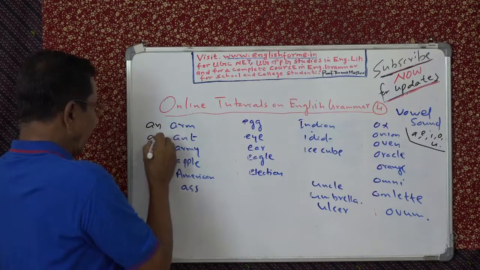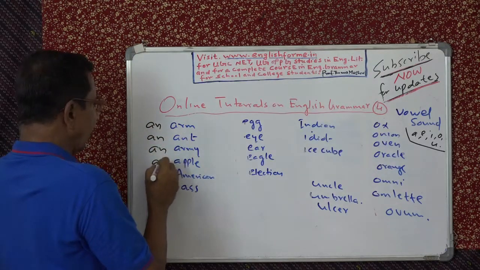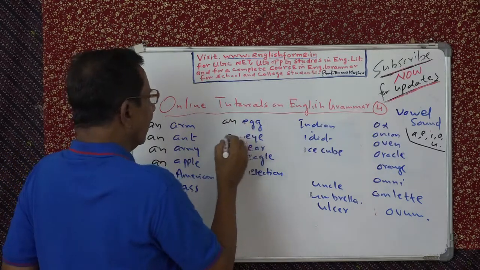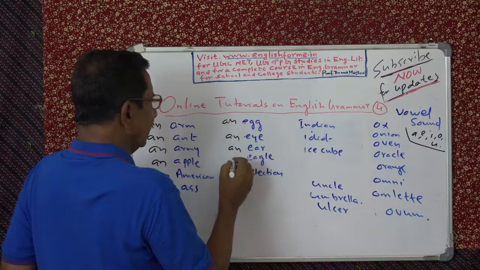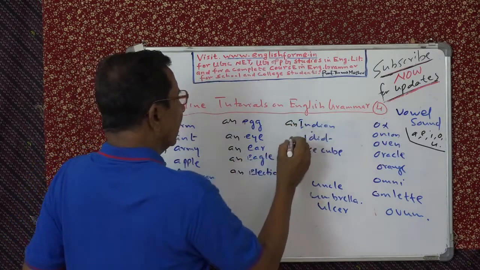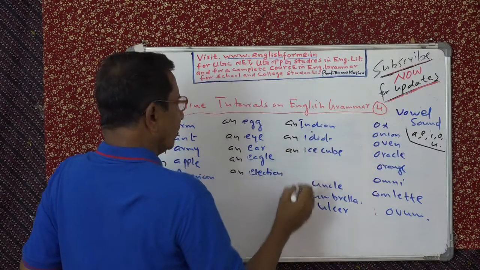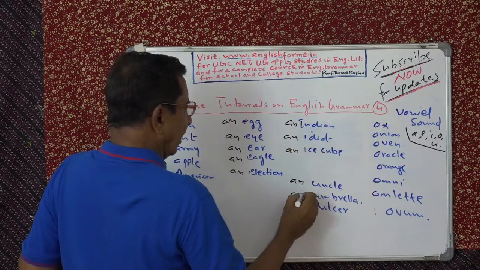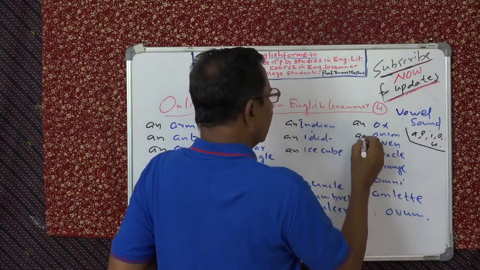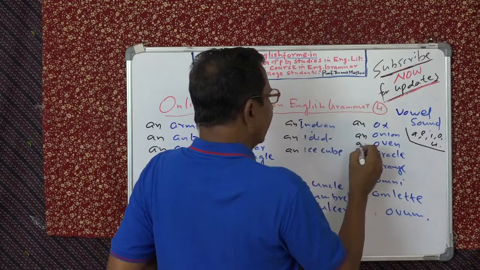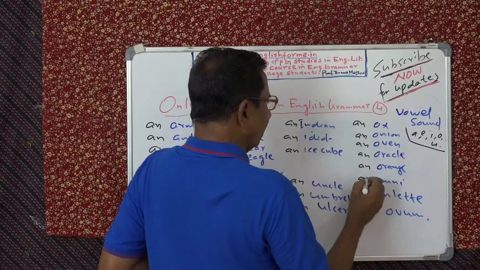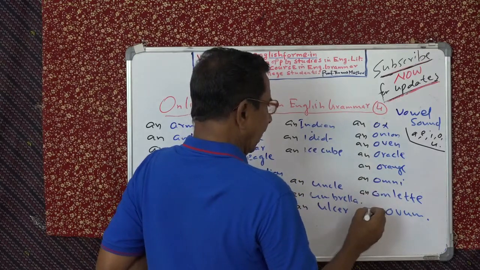An arm, an ant, an army, an apple, an American, an ass, an egg, an eye, an ear, an eagle, an election, an Indian, an idiot, an ice cube, an uncle, an umbrella, an ulcer, an ox, an onion, an oven, an oracle, an orange, an omelette, an owl.